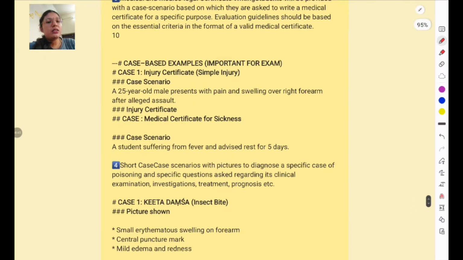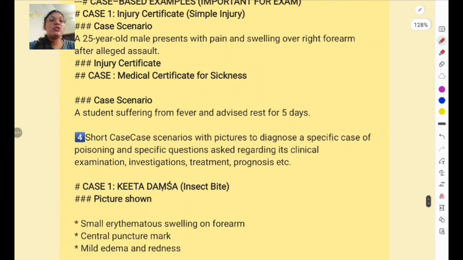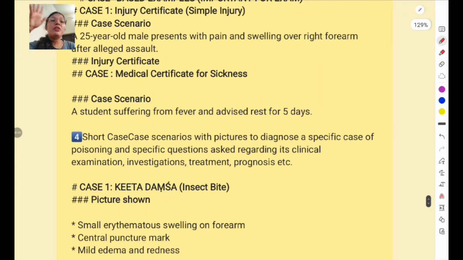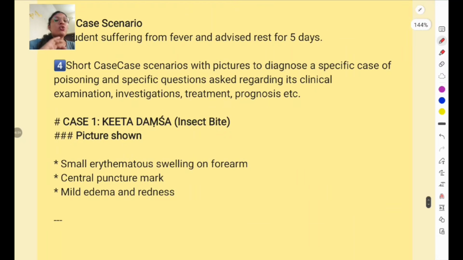And if the case scenario is like a student suffering from fever and advised rest for 5 days, then he should take a medical certificate, or sickness certificate, a medical certificate for sickness. The fourth heading is the short case scenario. This is also very important, and I think this is for 10 marks.